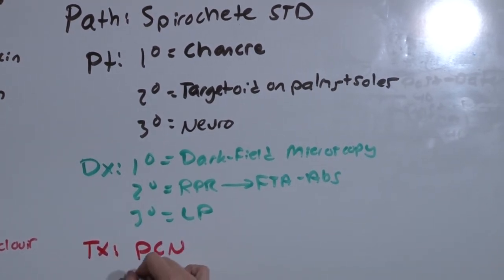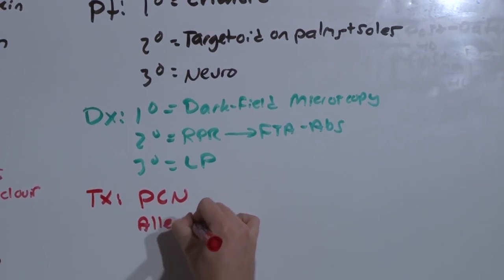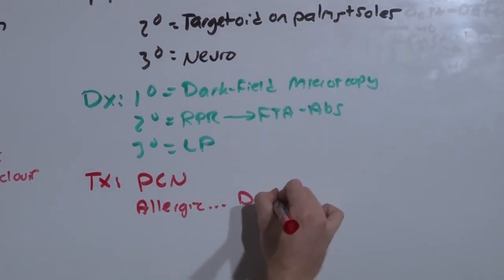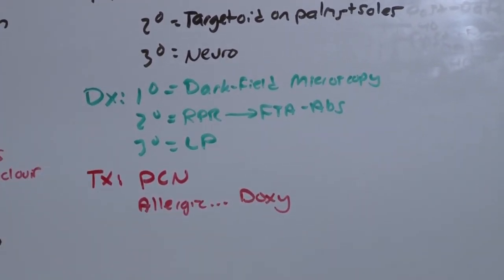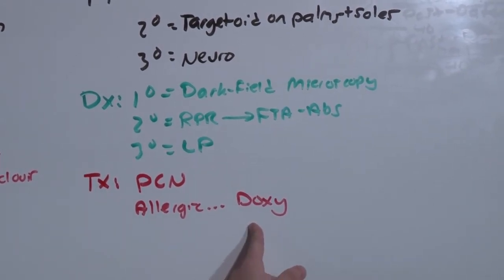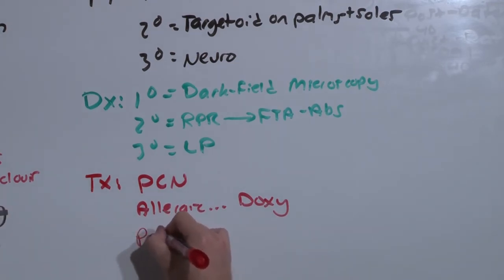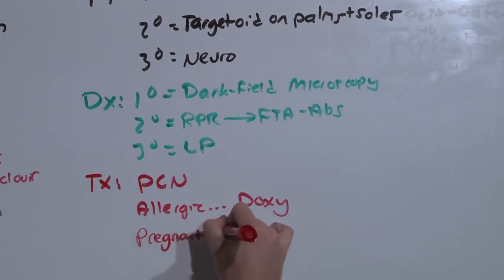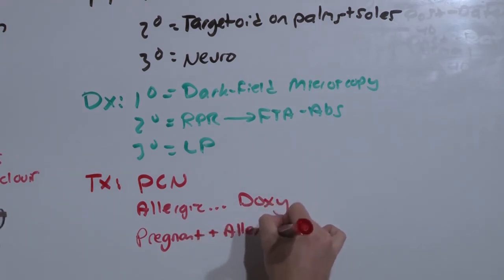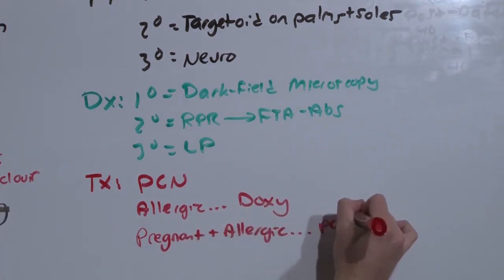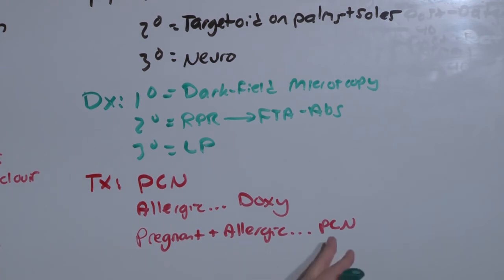If you're penicillin allergic, you can get doxy or any tetracycline. The problem is that pregnant females cannot get tetracyclines because it ruins babies' bones and stains their teeth. So if you are pregnant and allergic, this is also a great board question, you give them penicillin. People normally recoil from that, because, but wait, they're penicillin allergic, why am I going to give them penicillin? You give a penicillin desensitization.